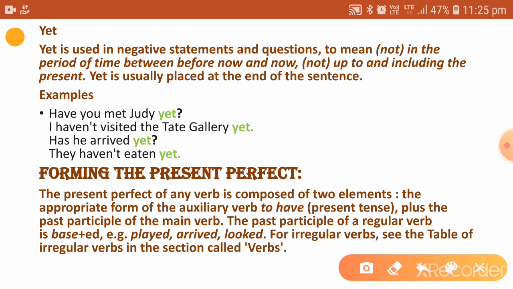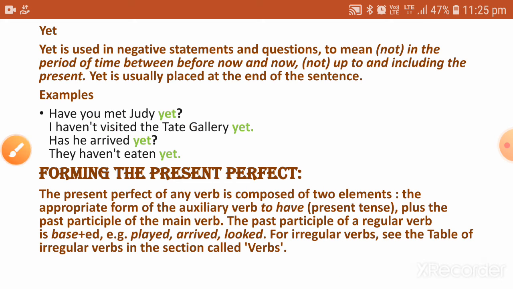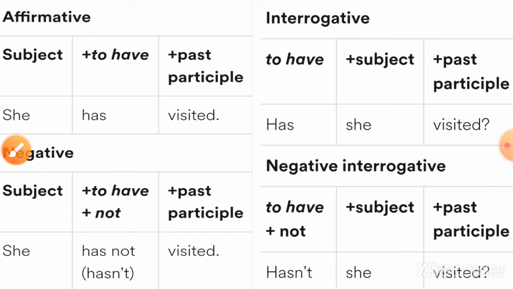For example, played, arrived, looked. For irregular verbs, see the table of irregular verbs in the section called verbs. Yes, if you want to know about the irregular verbs, I can tell you what type of irregular verbs we can use, like go, went, gone. Here you can check. Go, first form, went, there is change. Gone, another change. So these are called irregular verbs.